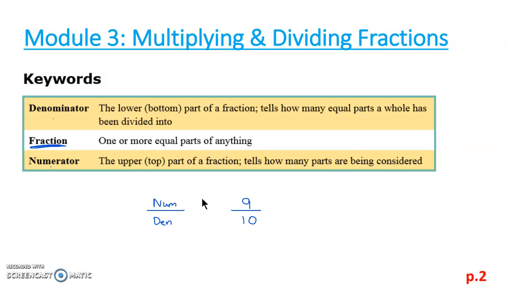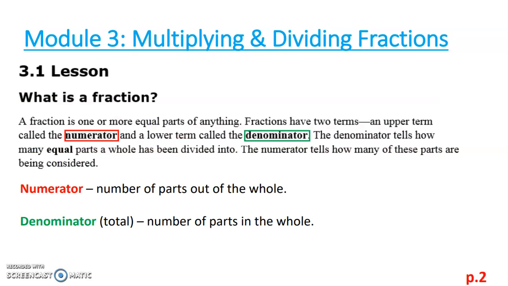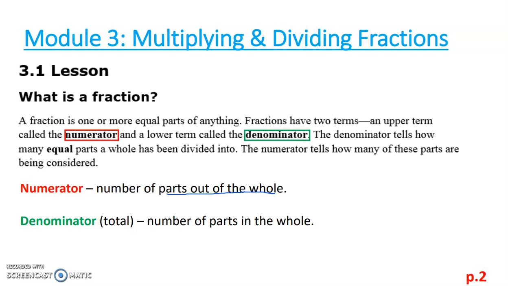So the numerator is the top and the denominator is the bottom. So it's really important to know these two parts of a fraction. So the upper term, the number of parts out of the whole, is the numerator, and the total, or the denominator, is the total number of parts in the whole.